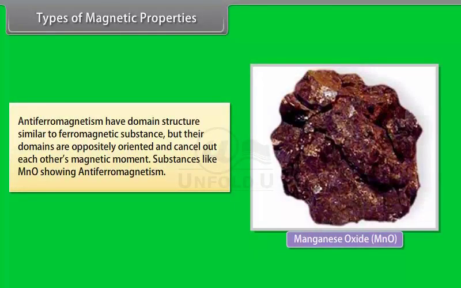Antiferromagnetism: substances have a domain structure similar to ferromagnetic substances, but their domains are oppositely oriented and cancel out each other's magnetic moment. Substances like MnO show antiferromagnetism.